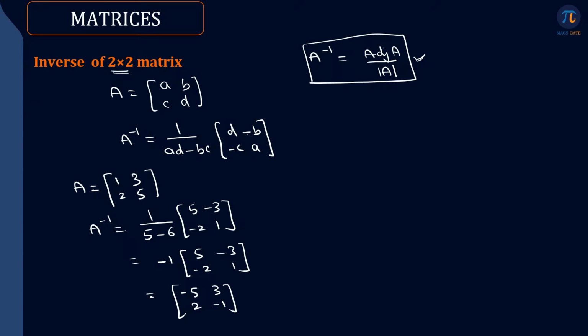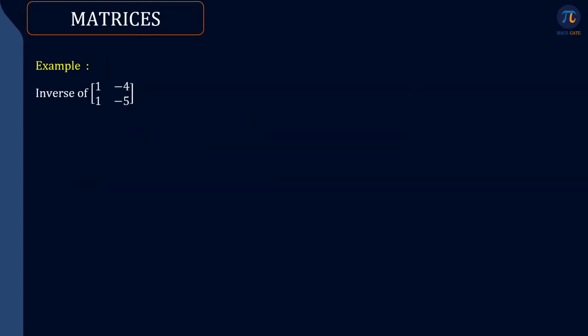What is the advantage of this? If you multiply A with A inverse, we should get the identity matrix. You can verify that. If you multiply A with A inverse, you should get the identity matrix. That is what you call inverse, my dear friends. It is called the multiplicative inverse actually.